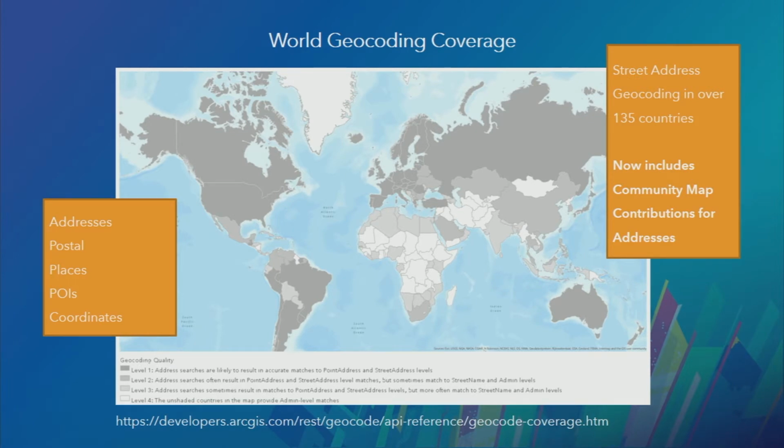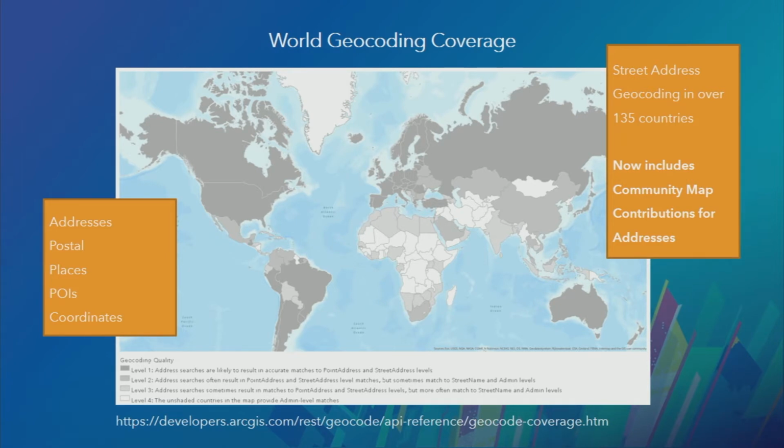So a very comprehensive set of content that you can search against, whether you're searching in your local area or interested in searching globally. Something new that we added for our content this year. So we've been working with the community maps team at Esri, and our group is now accepting contributions through the community maps program for address data.